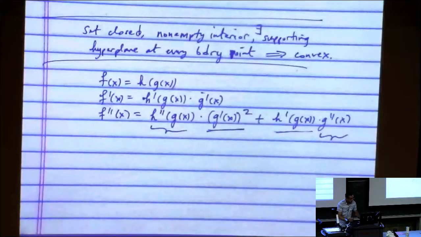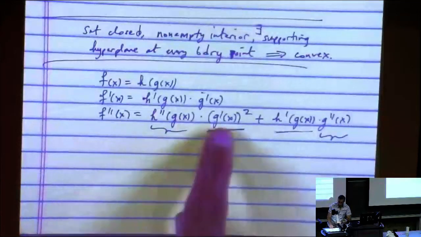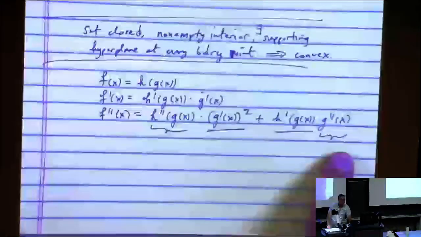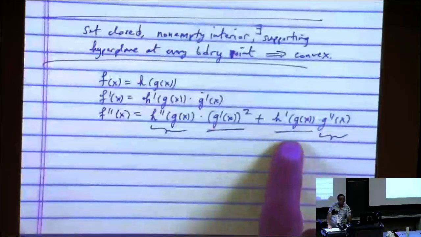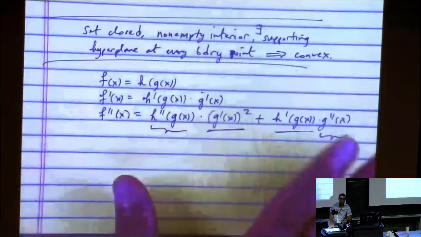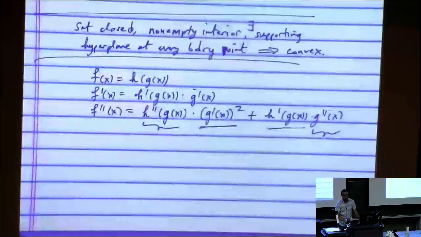If we look at the second rule as an example, if h is convex, this is positive. That's always positive. Now, if g is concave, that's negative. But if h is decreasing, that's also negative. So their product is going to be positive. F double prime is going to be positive. The whole thing is convex again. And you can actually check the latter of the 2 rules here in the same way.